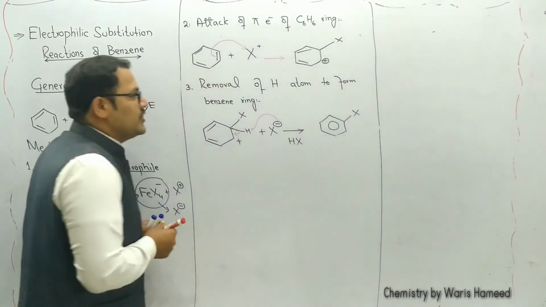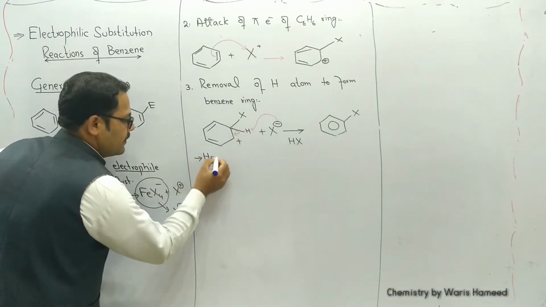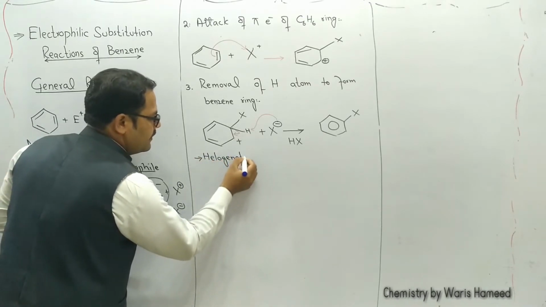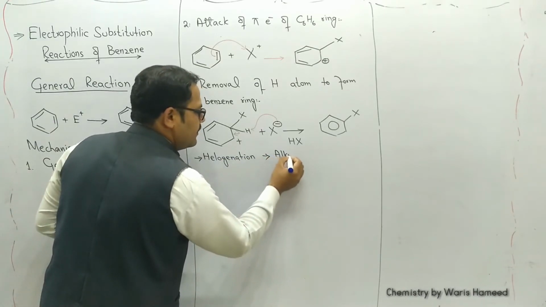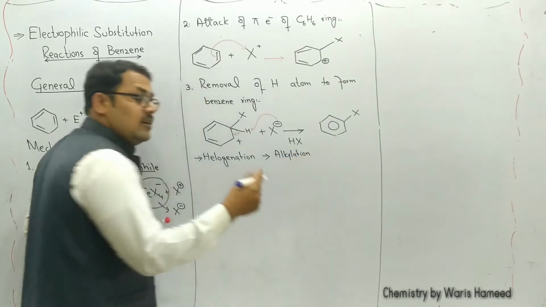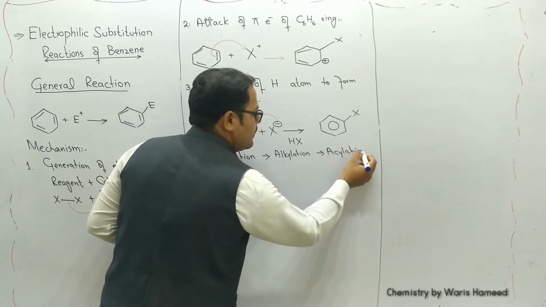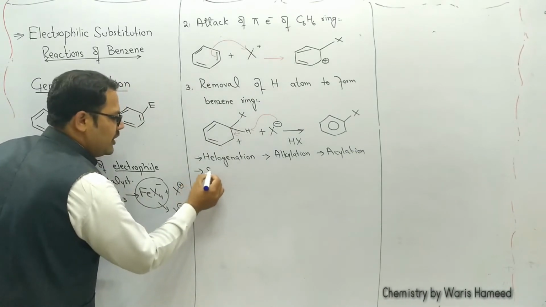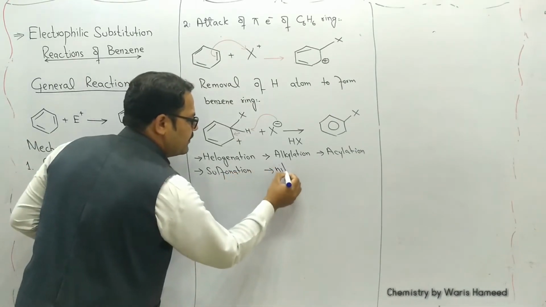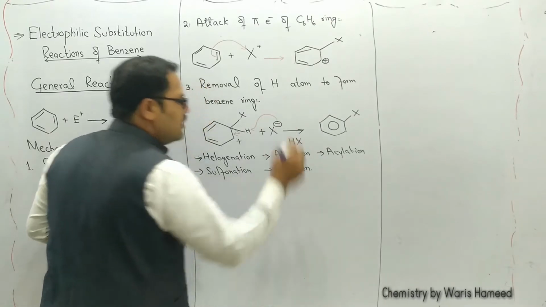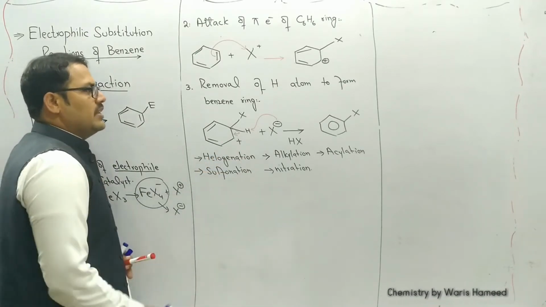A few substitution reactions of benzene are: first is halogenation. Second is Friedel-Crafts alkylation. Third is Friedel-Crafts acylation. Fourth is sulfonation. And the last one is nitration. All these reactions follow this mechanism. Now going toward the first reaction, that's halogenation.